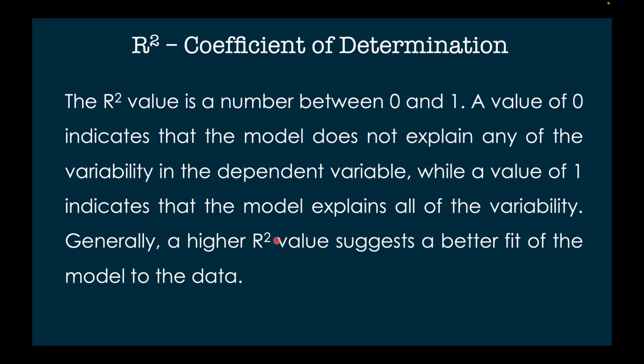So R square is generally a number between 0 and 1. The value of 0 indicates that the model does not explain any of the variability in the dependent variable, while a value of 1 indicates that the model explains all of the variability. Generally, a higher R-square value suggests a better fit of the model to the data.